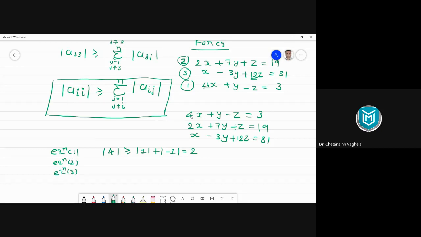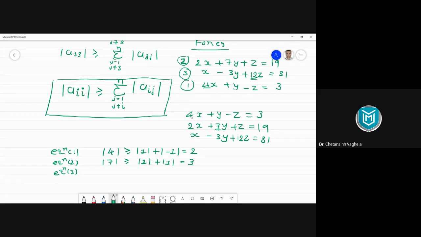So for equation 2, what is your diagonal entry? Your diagonal entry is 7 here. So modulus of 7. Now what are the other values? Other values are modulus of 2 and modulus of 1. So the total is 3 here. So it is clear that modulus of 7 is greater than or equal to 3. So the condition is satisfied for the second equation also.